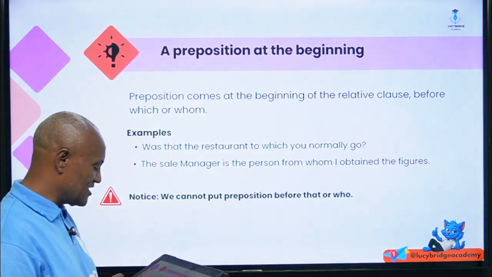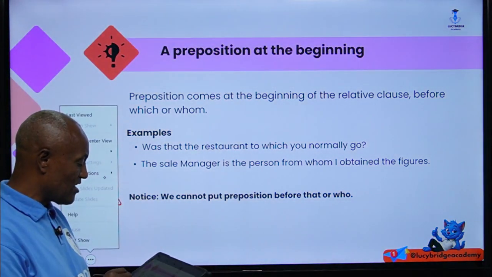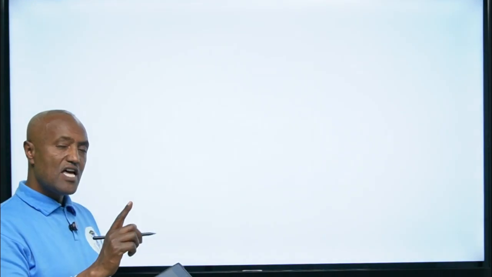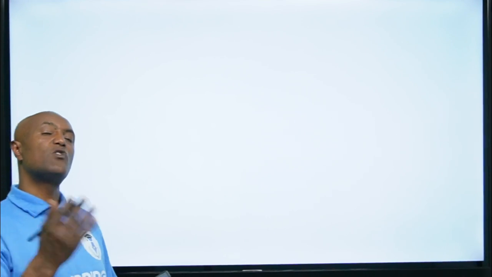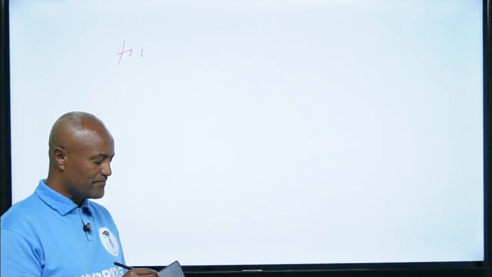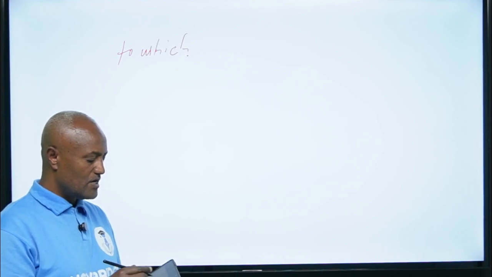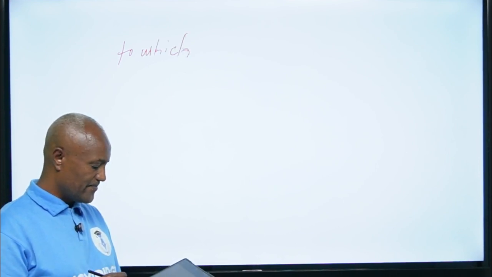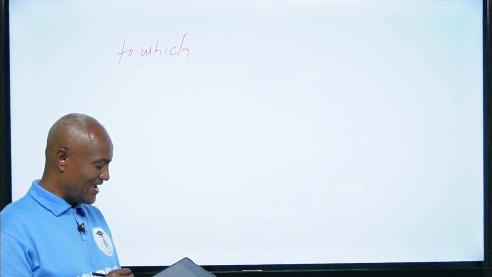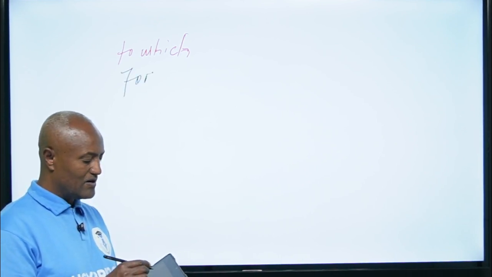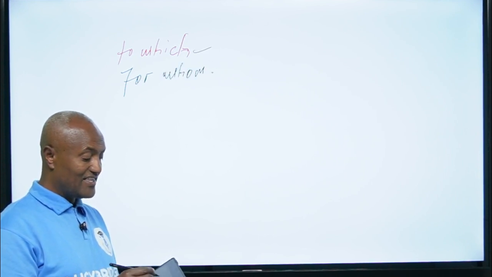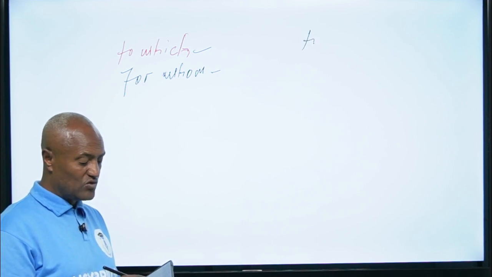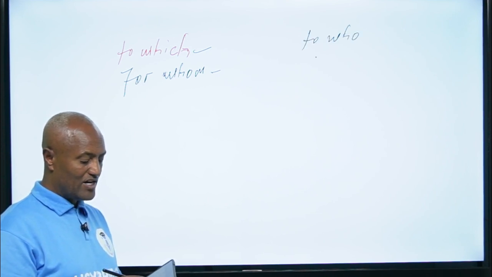The other important point that I need to tell you about this relative pronoun is this one. Only which and whom can be preceded by a preposition; a preposition comes only before whom and which. And then we can say to which, for whom. We can say like this, but don't forget we can't say to who or for that.